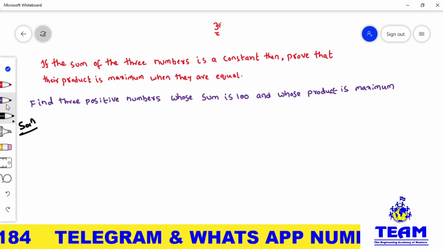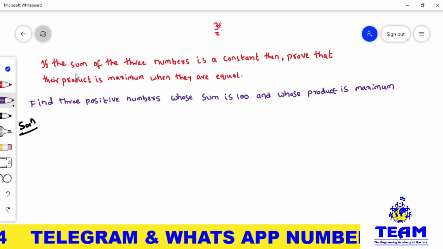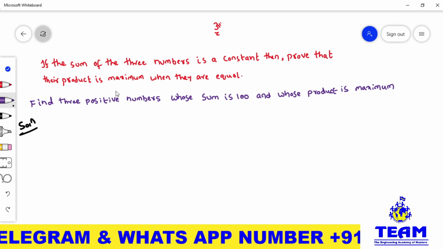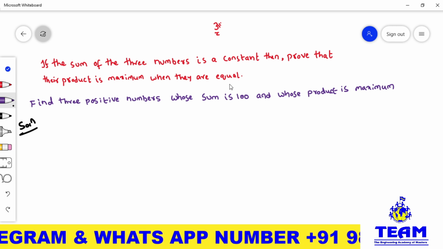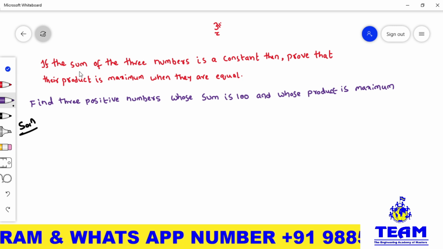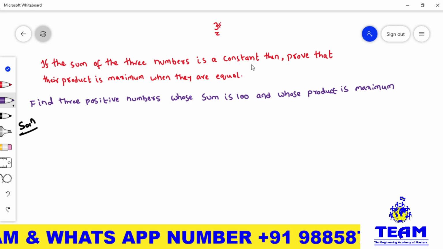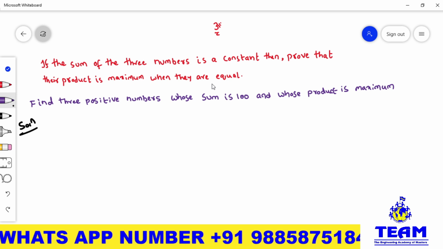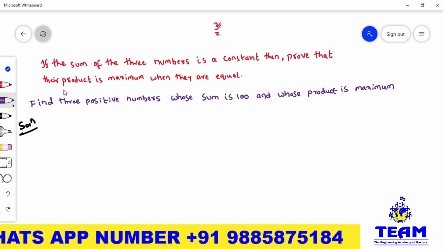The given problem is: if the sum of three numbers is a constant, then prove that their product is maximum when they are equal. I repeat again, the sum of three numbers is a constant. Then prove that the product is a maximum when they are equal. This is the first problem.